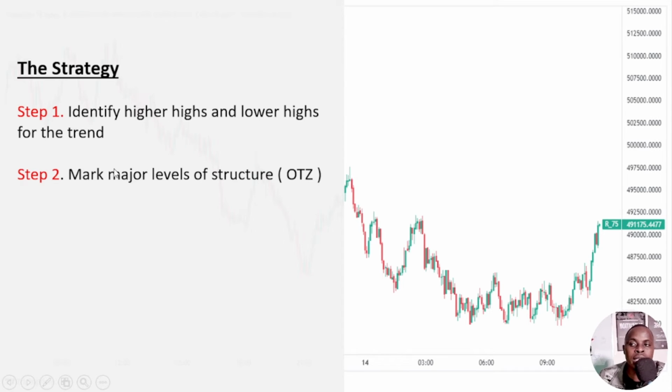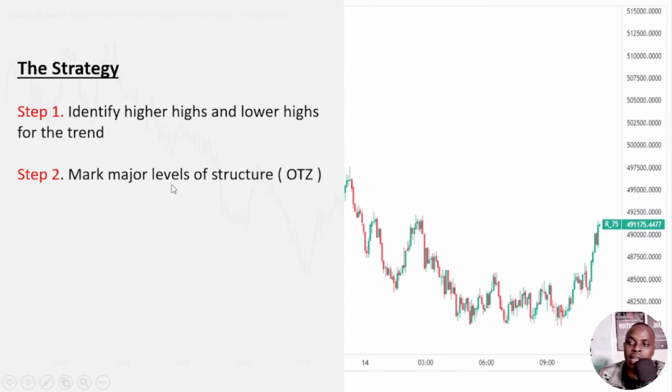Step number two is mark major levels of structure, or in other words, we call this OTZ or optimum trading zones. I learned this from fellow YouTubers, so I didn't invent these terms on my own, but I learned this from other players, right?